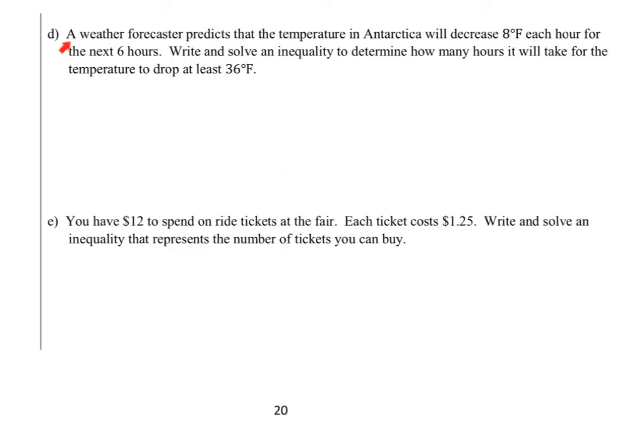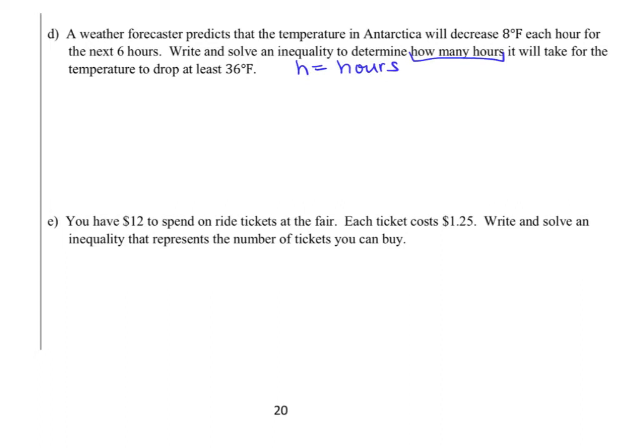Letter D says, a weather forecaster predicts that the temperature in Antarctica will decrease 8 degrees Fahrenheit each hour for the next 6 hours. Write and solve an inequality to determine how many hours it will take for the temperature to drop at least 36 degrees Fahrenheit. So it already tells us what we're looking for, how many hours. So H is going to equal hours.